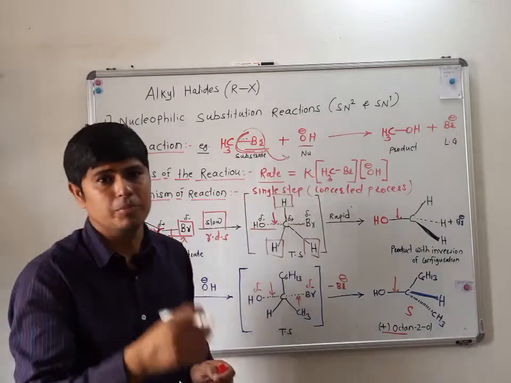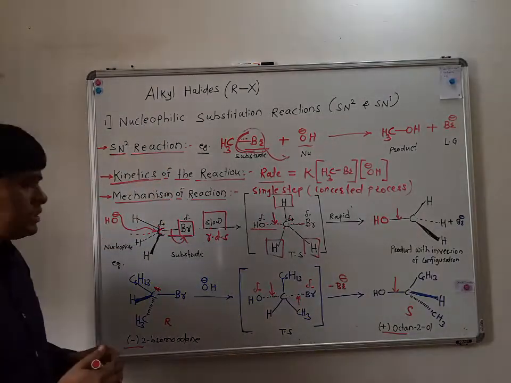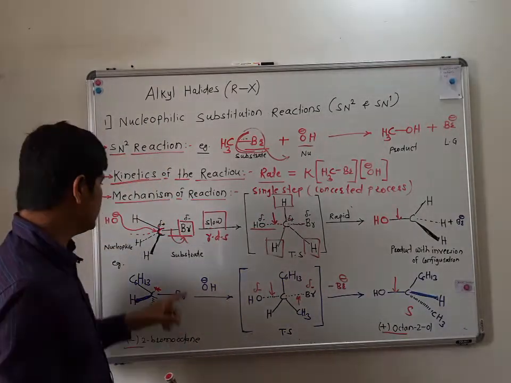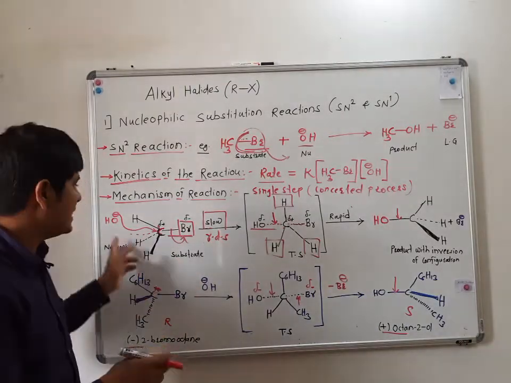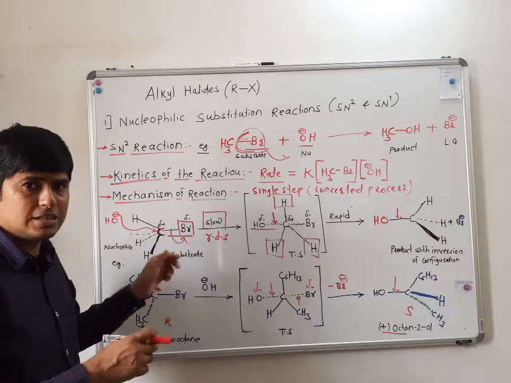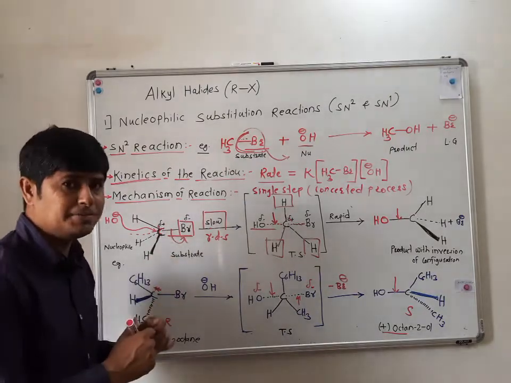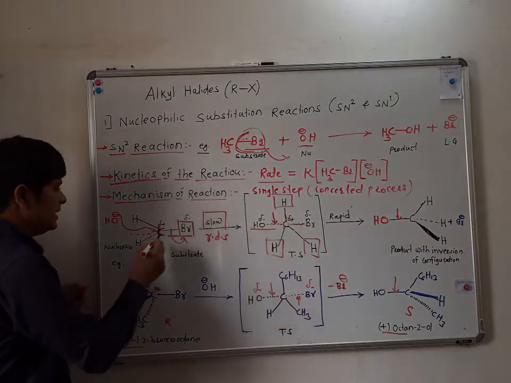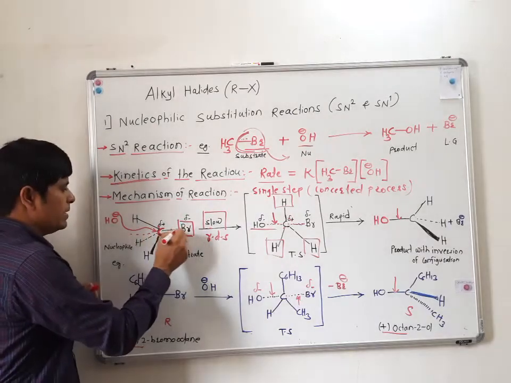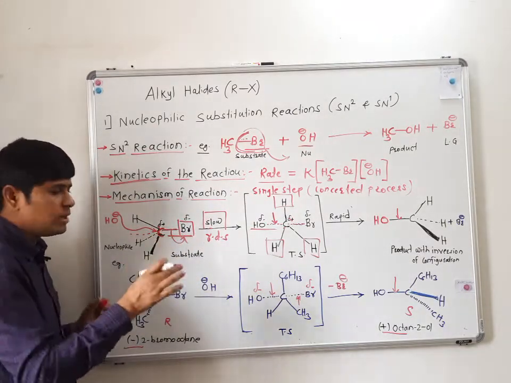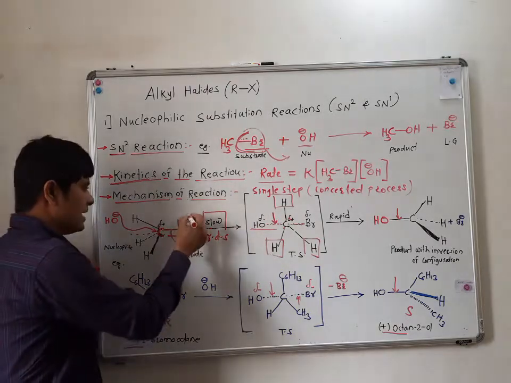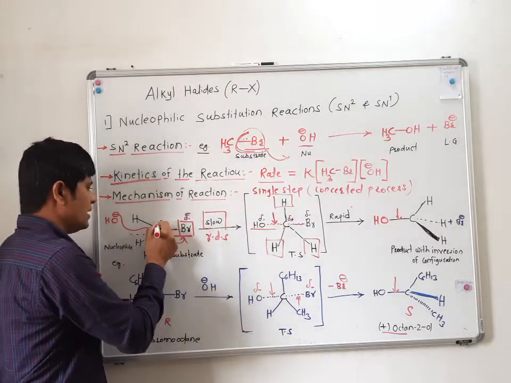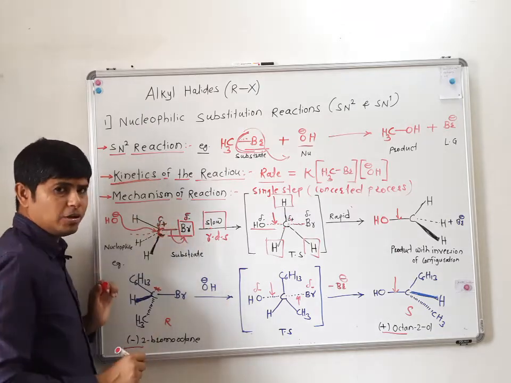bond will get broken. Now the question is, why is this hydroxide ion approaching from the backside, or attacking from the backside of this carbon atom to knock out this bromine atom? Because see here, this carbon-bromine bond is a what? Polar bond. Carbon-bromine bond is a polar bond. It means bromine atom has delta negative charge while carbon atom has delta positive charge.